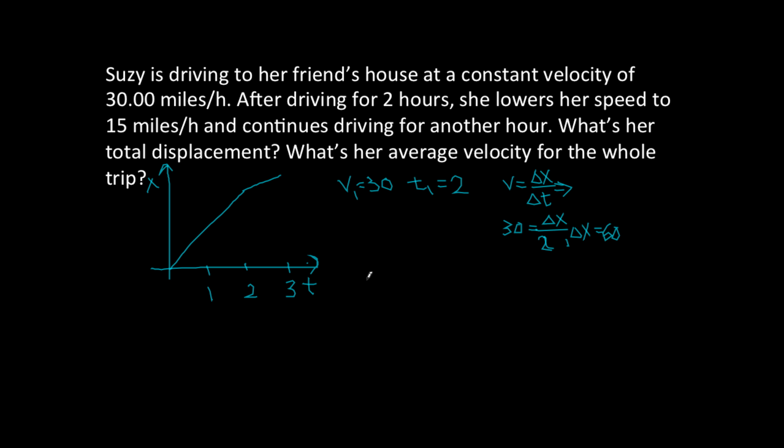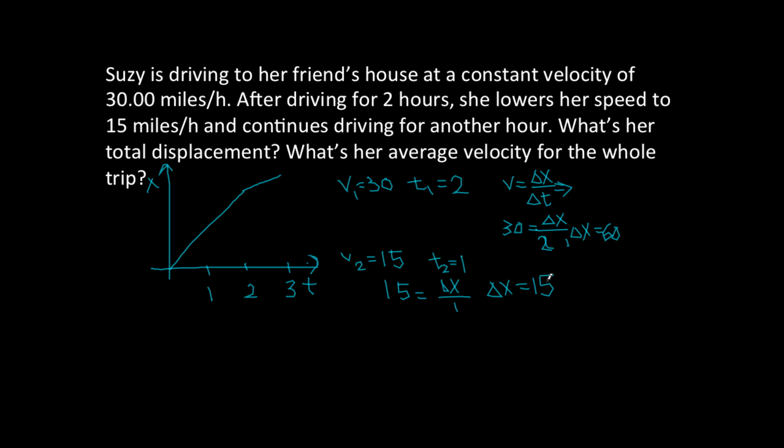And in our second scenario, she's driving 15 miles per hour, she's driving for 1 hour. So v2 is 15, and t2 is 1. So velocity is still delta x over delta t. So 15 is equal to delta x over 1. So delta x is equal to 15.